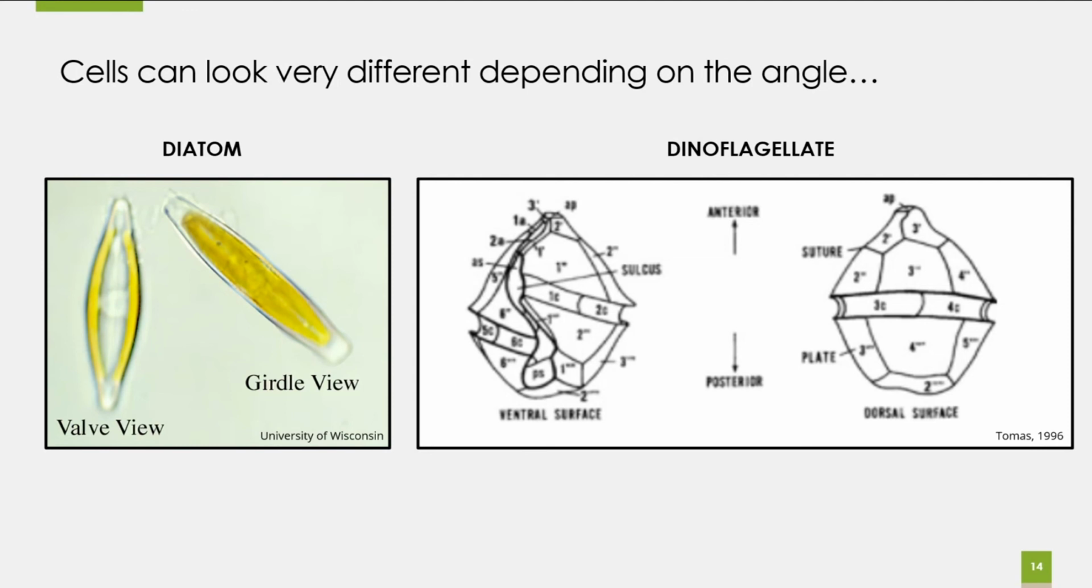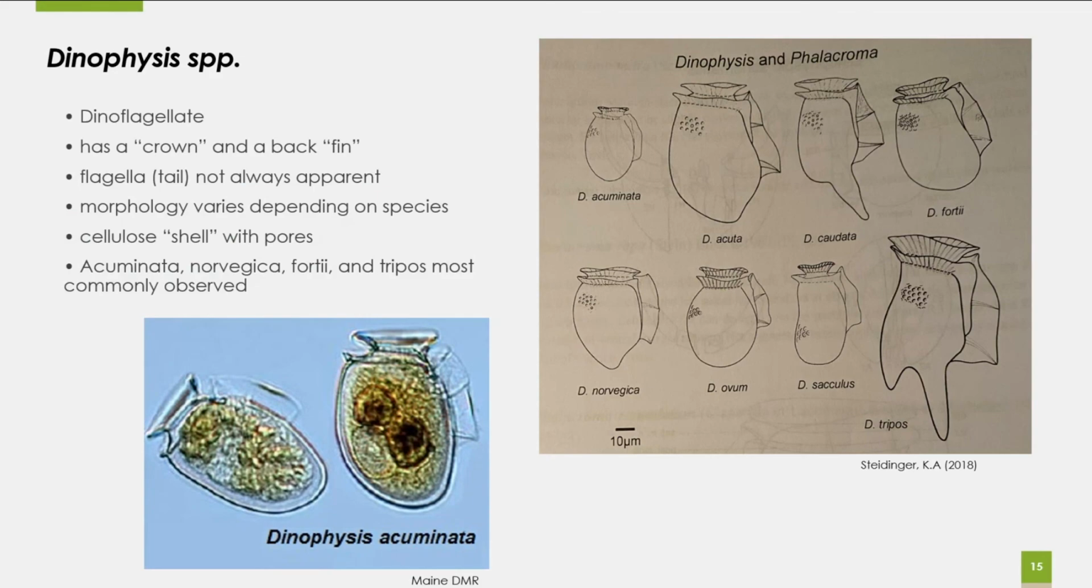So we'll get into Dinophysis. It's a dinoflagellate. These are not really technical terms, but it has what we call kind of a crown and then a back fin. So this is the crown here, this right here, and then the fin on the side. I think it looks like a blimp.